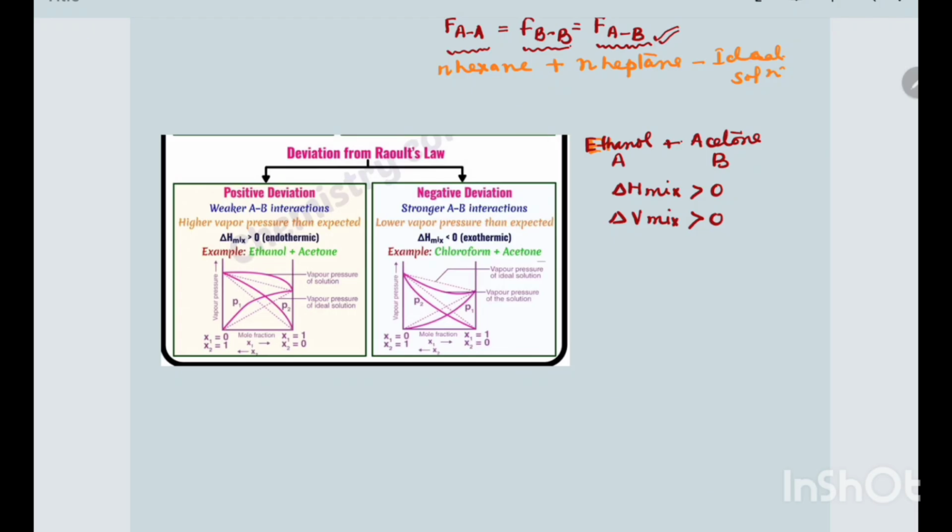It has also been observed that the total partial pressure is more than what is expected by Raoult's law. It is more than what is expected by Raoult's law. Let us see why this happens.